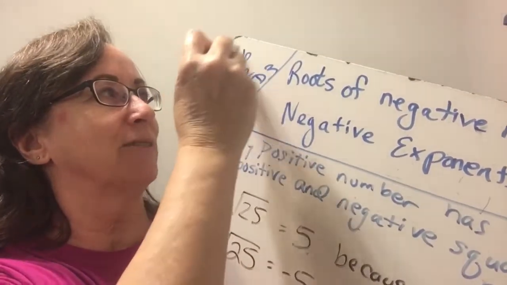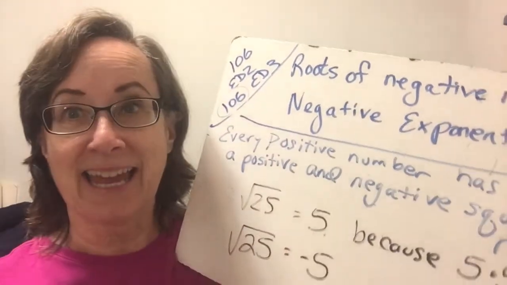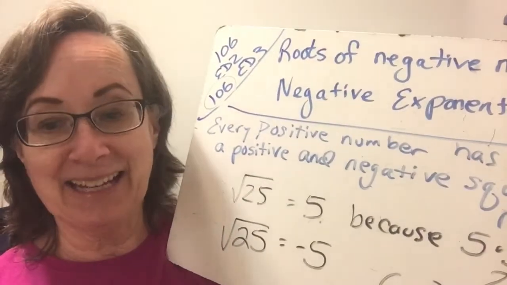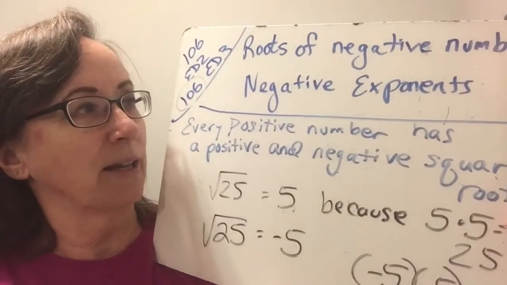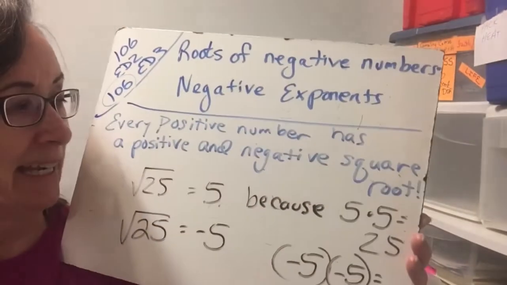We have 106 in the addition 2 and 106 in the addition 3. So they match again. And we're talking about roots of negative numbers and negative exponents. So let's dig in here.